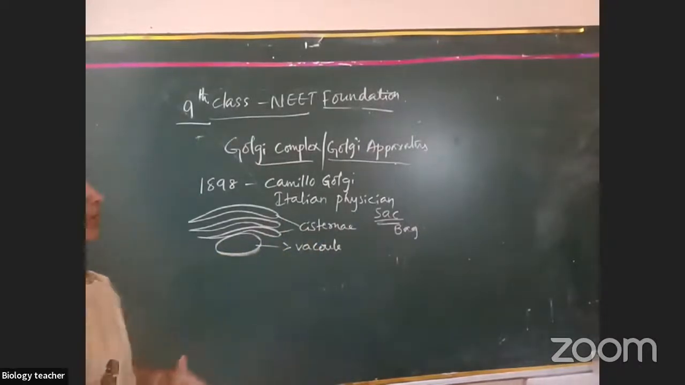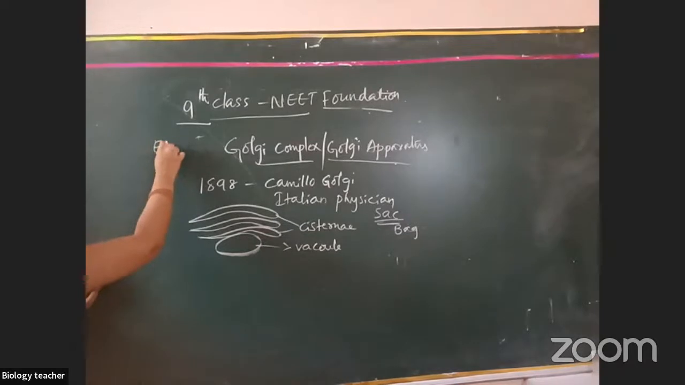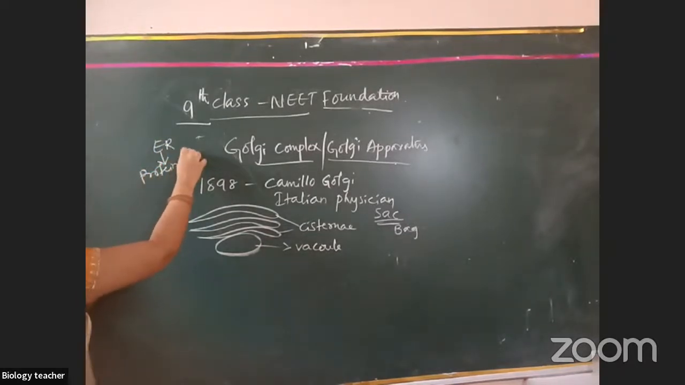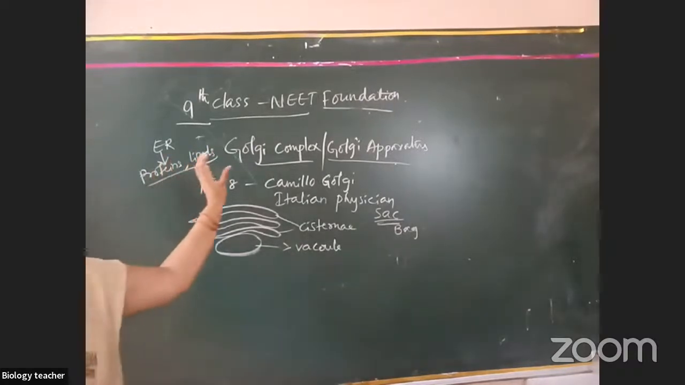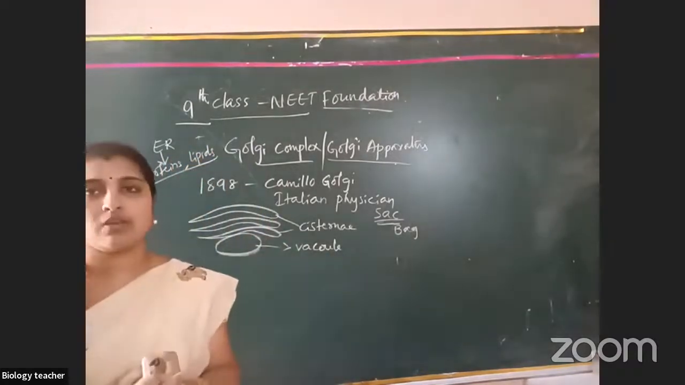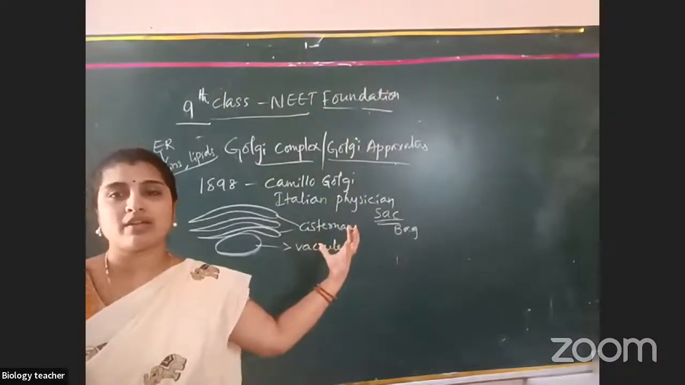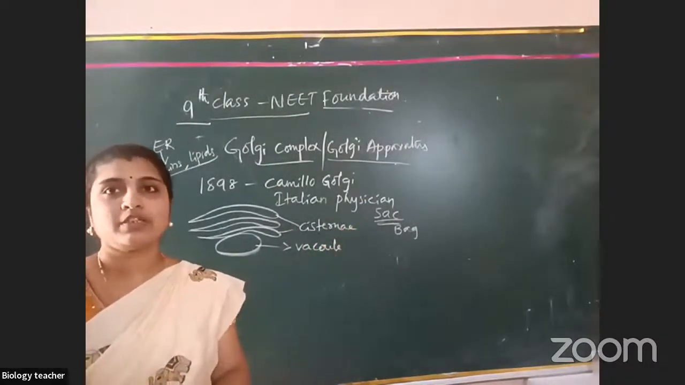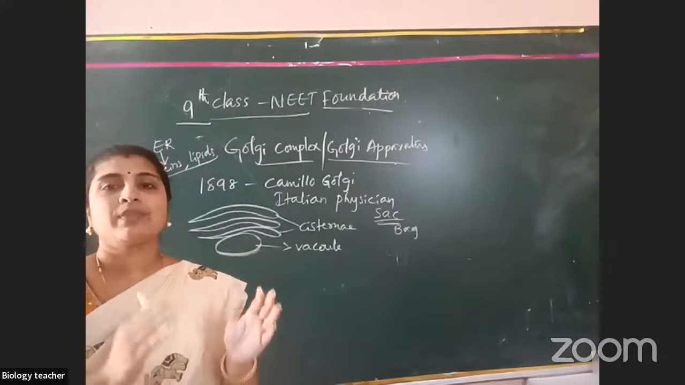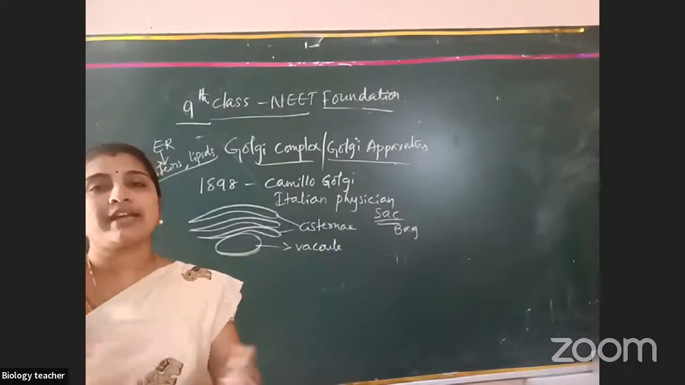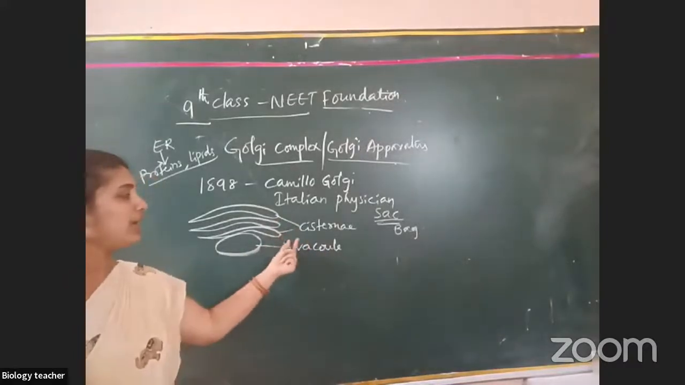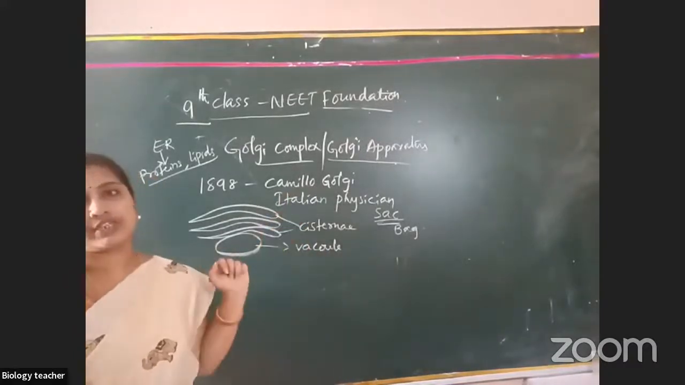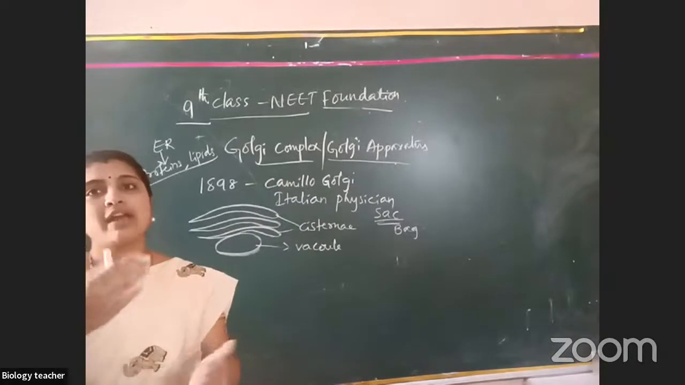Actually, ER will produce proteins and lipids. Before they are transferred to another place, as soon as it prepares lipids and proteins, they are not transferred immediately. So where are they stored? They are stored in the cisternae of the Golgi. Whenever they are needed, they are transferred.